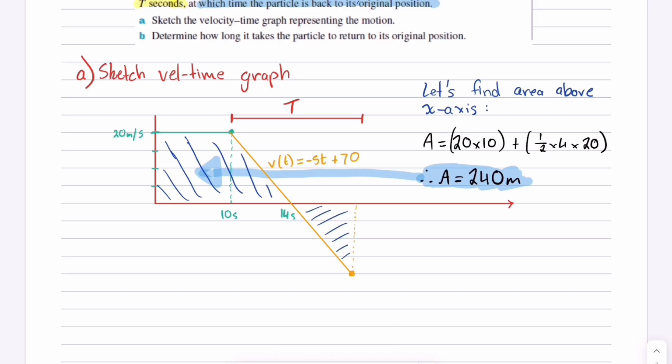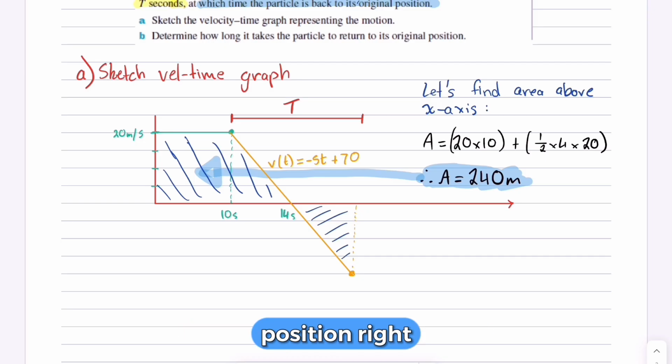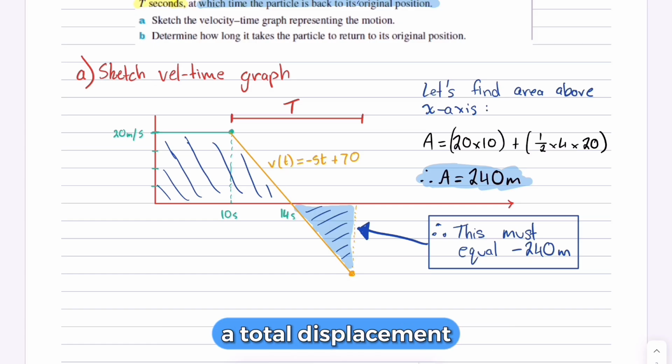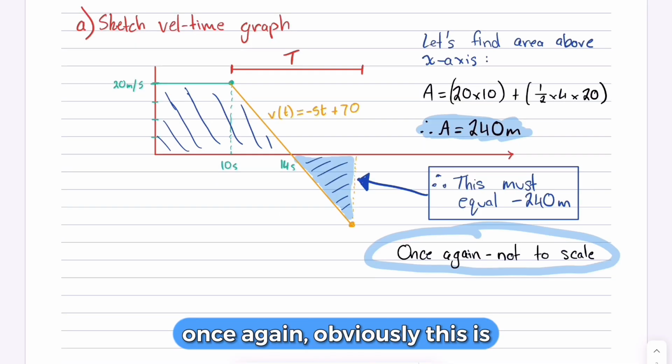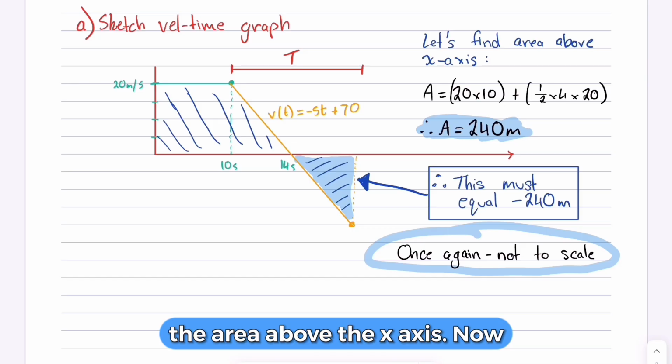Therefore, in order for this particle to get back to its original position, the area underneath the curve must be equal to negative 240 to even things out, which will give us a total displacement of 0, meaning that the object has returned to its original position. Once again, obviously, this is not to scale at all. It looks much smaller than what it should be compared to the area above the x-axis.